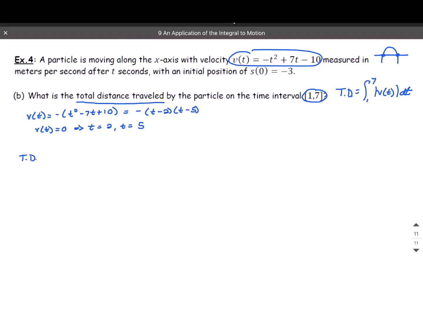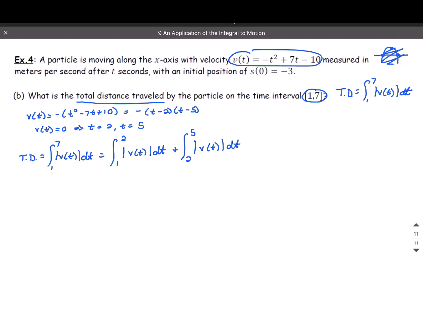So our total distance, which is the integral from 1 to 7 of the absolute value of v of t dt, is going to become, and you know what, we'll do this so you don't even know when it's upside down or right side up. Let's pretend you don't know. The integral from 1 to 2, just in case you get one where you have to, of the absolute value of v of t dt, plus the integral from 2 to the other x-intercept 5, absolute value of v of t dt.